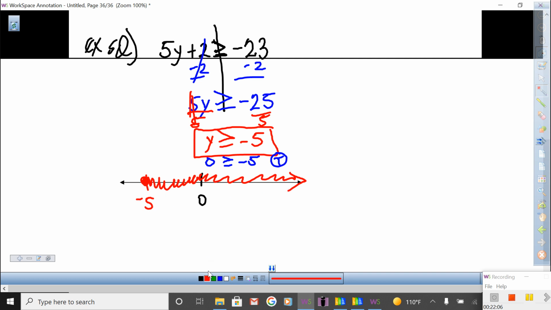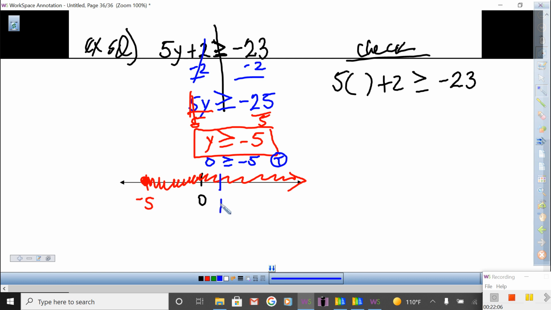So, possible solutions. Tell your neighbor what are possible solutions for that one. Yeah, so we can check it, yes? So we do 5 times y plus 2 greater than or equal to negative 23. All right, Genesis, give us a number. 1. All right. So by looking at it, if I was to graph it, is 1 part of the solution? Yes. Well, let's check it. Substitute in here. What is 5 times 1? 5 plus 2 is 7, greater than or equal to negative 23. Is 7 greater than or equal to negative 23? Yes, that is correct.